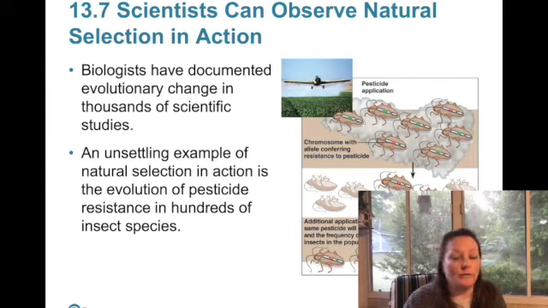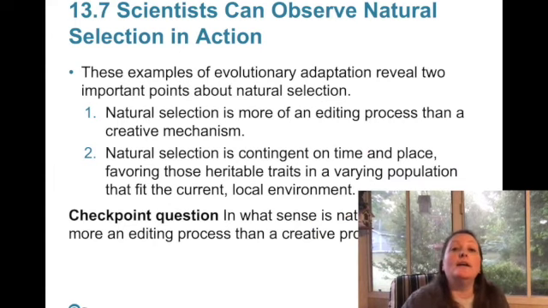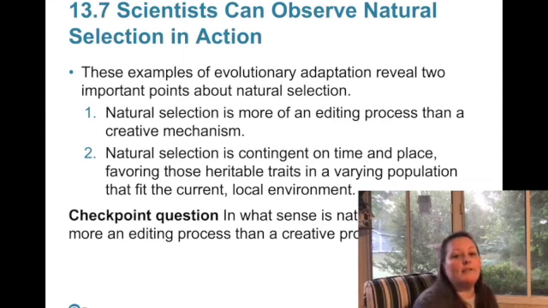Basically, we are just creating pesticide-resistant insects. It happens all the time. We've been watching it. This also happens with antibiotics, which we'll get to. So, examples of evolutionary adaptation reveal two important points about natural selection. Natural selection is more of an editing process than a creative mechanism, editing as in it's cutting out what can't survive. And natural selection is contingent on time and place, favoring those heritable traits in a varying population that fit the current local environment.